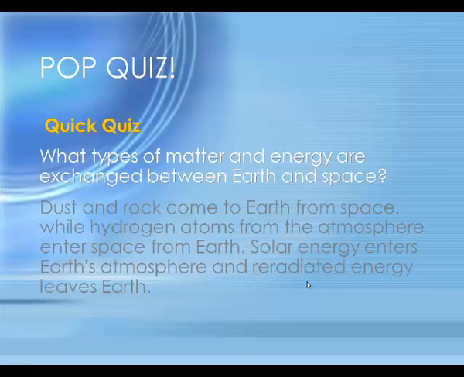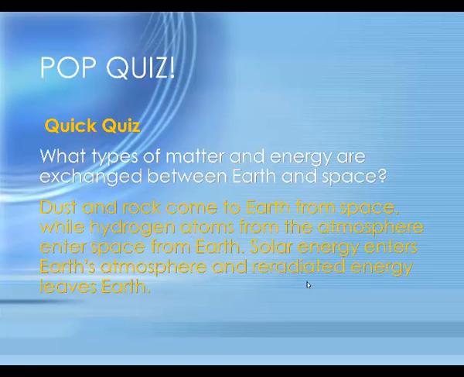Dust and rock come to Earth from space, while hydrogen atoms from the atmosphere enter space from Earth. Solar energy enters Earth's atmosphere and is re-radiated back off into space in the form of heat. I think that covers most of it. It's important to realize, though, that the Earth system as a whole is considered a closed system. Even though there's a very small amount of matter that is exchanged, the Earth and all the systems on it are open systems. All the systems that make up the Earth are open systems. Matter and energy are exchanged.